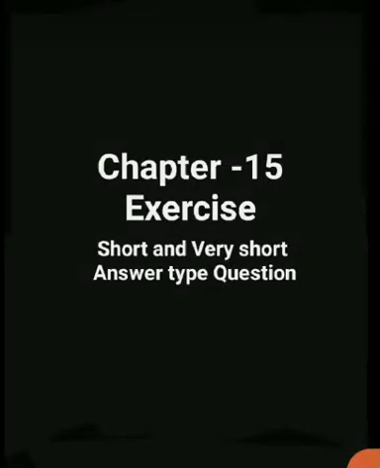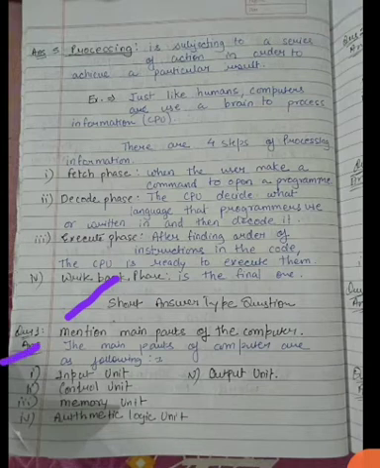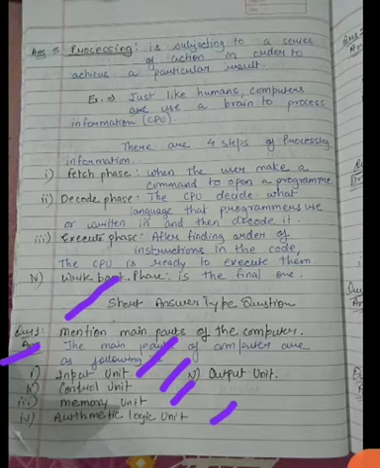Students, in the second part we are going to discuss the short and very short answer type questions. Earlier to this we have solved the long answer type questions. So let us start. Talking about short answer type questions, the very first question is: mention the main parts of the computer. This question is asked in long answer type questions also. So the main parts of the computer are the input unit, the control unit, the memory unit, the arithmetic logic unit, and the output unit.